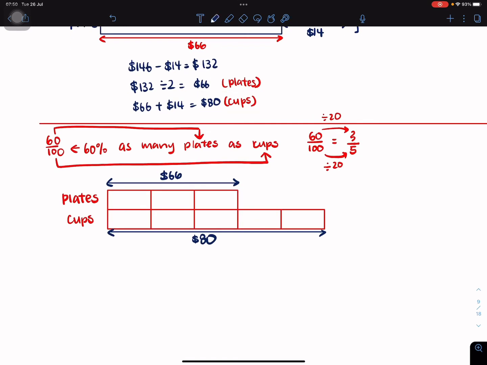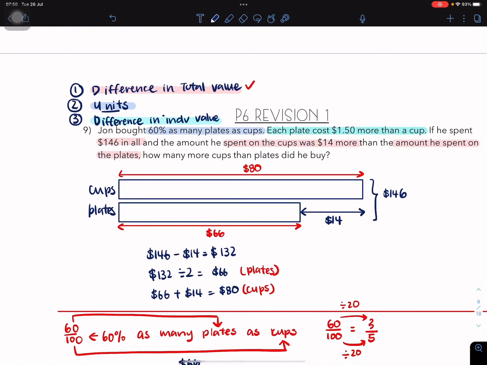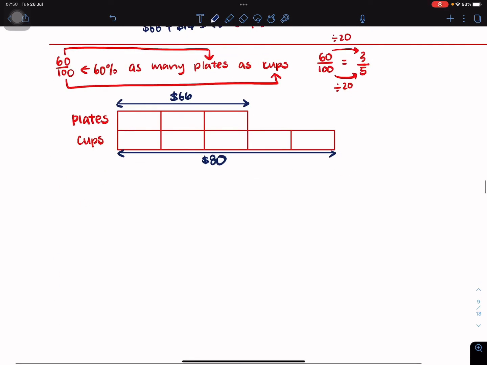Now, this is our second step, units. So we have to go and figure out this units. Each of the units has an individual value. This has a value of 22. How did I get 22? 66 divided by 3. Cups has a value of 16. How did I get 16? 80 divided by 5.